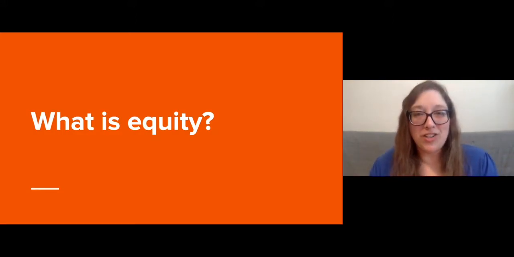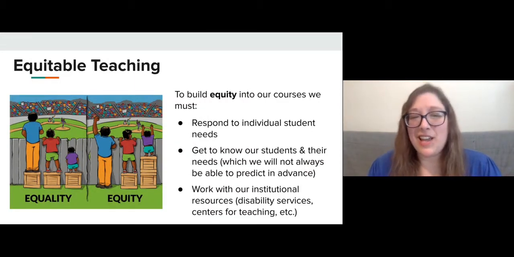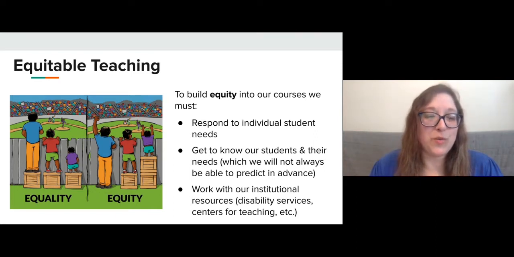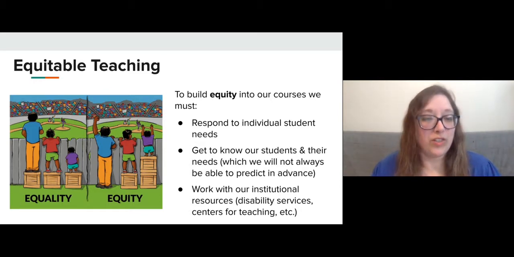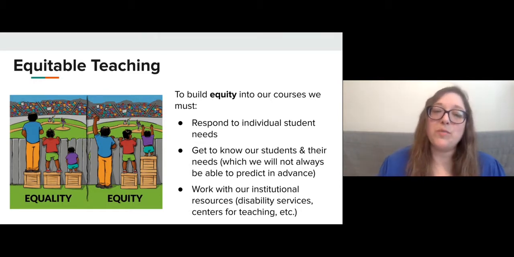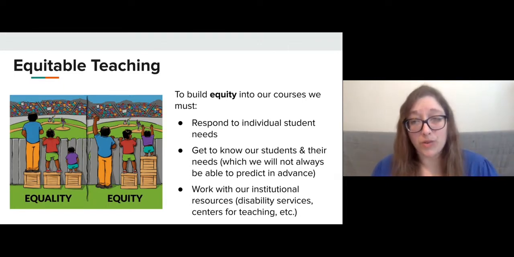What is equitable teaching? So when we're talking about equitable teaching, you may have seen an image like this before. So the difference between equality and equity, right? Equality is providing the same resources to every person, regardless of their needs, whereas equity is responding to the needs of each individual. And that's what we need to do to build equity into our courses.